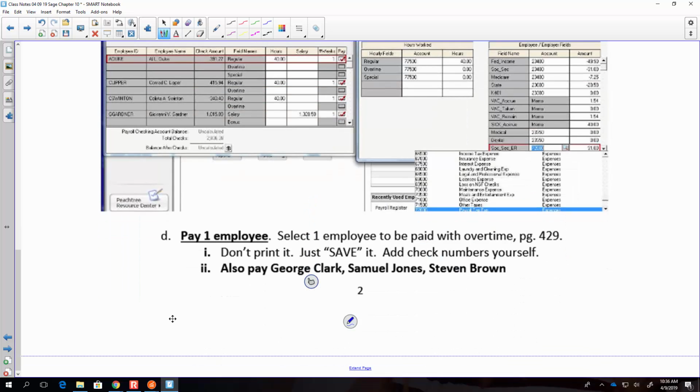You do need a check number to save it, so just be aware of that when you pay your employees. Make sure there's a check number on it. The printing process will put a check number automatically if you leave it blank. So you can either put the check number on and save it, or just go to print and that will save it as well with a check number on it.